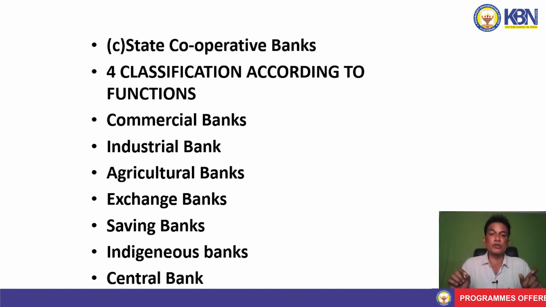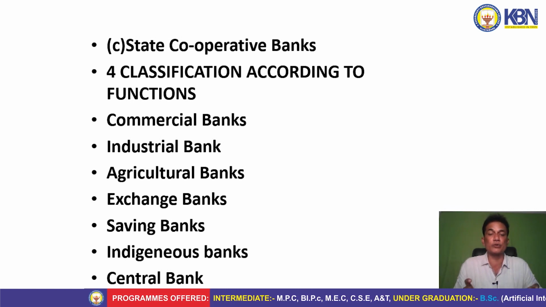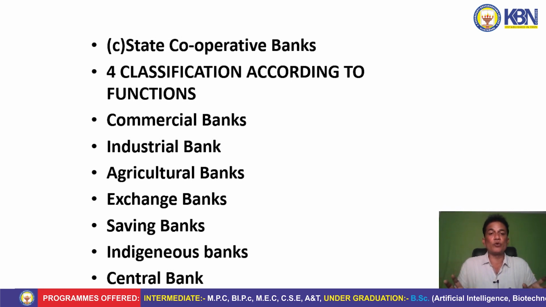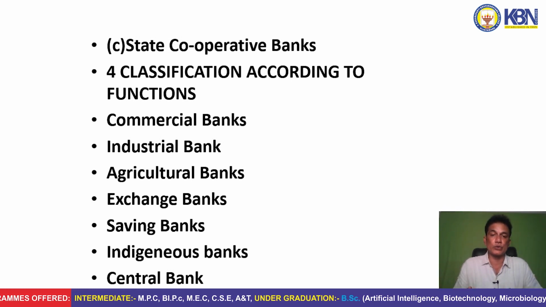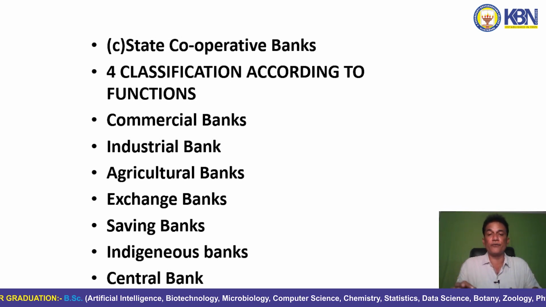Industrial bank, the bank which is meant for granting loans to the industrialists. Usually long-term and medium-term loans are granted by industrial banks to the industrialists. The main motto of an industrial bank is to provide loans. What kind of loans? Medium-term loans and long-term loans to the industrialists. So an industrial bank is established to meet the medium-term and long-term loan needs of the industrialists.